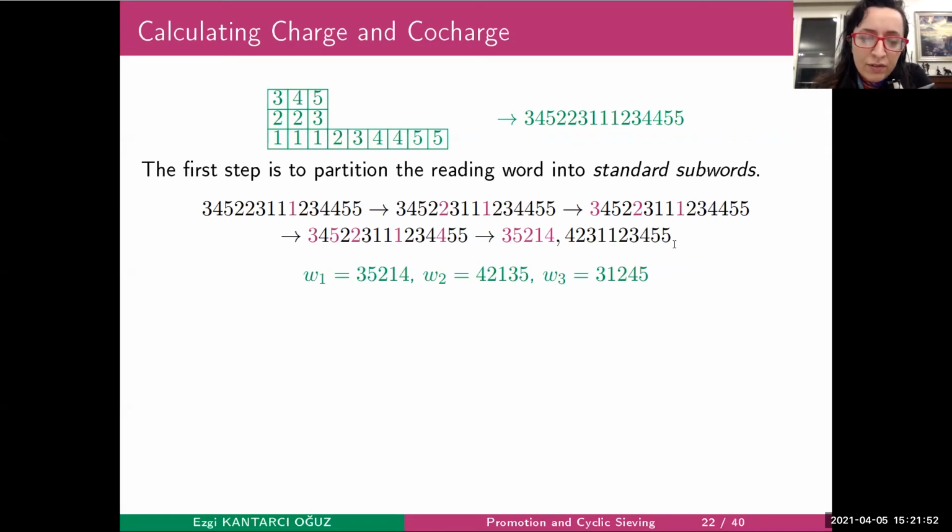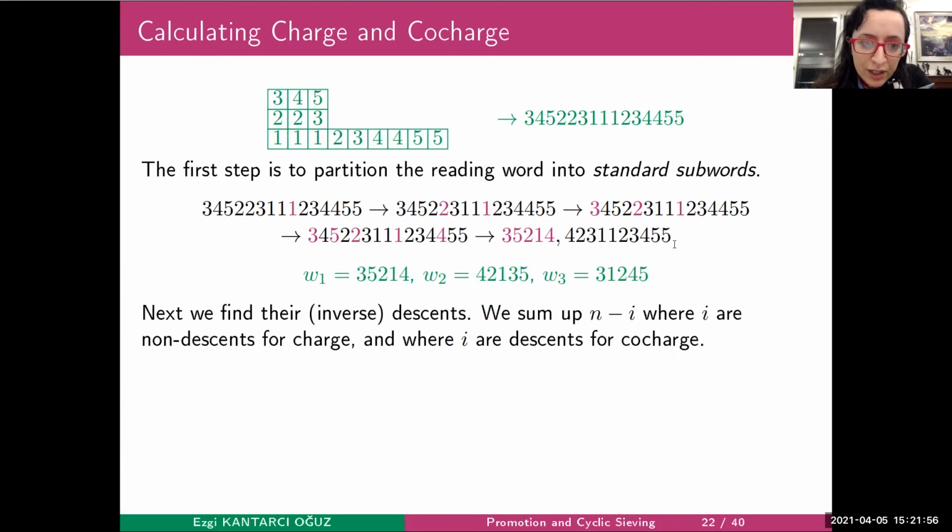And then for each of the standard subwords, we'll calculate the charge separately. And to do that, we take a standard subword, we find its descents. And by descents here, I mean the inverse descent, which is what is generally used in the Tableau context.